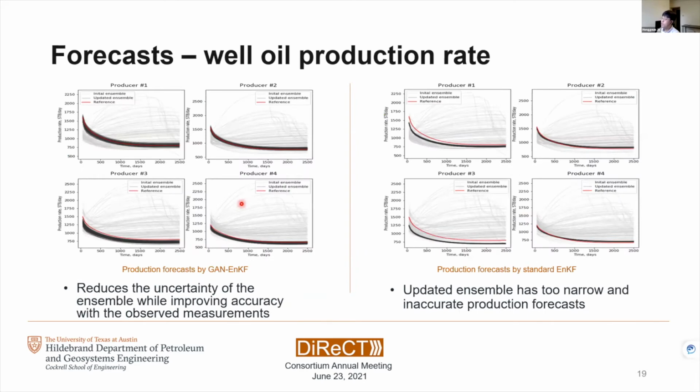And also we look into our well production performance. So on the left-hand side, again, it's the GAN Ensemble Kalman filter's result. On the right-hand side, it's the standard Ensemble Kalman filter. So the light grays are the initial ensemble, and then the dark blacks are the updated ensemble. We have 100 realizations, that's why we have 100 lines for each. And these red lines are the reference prediction.